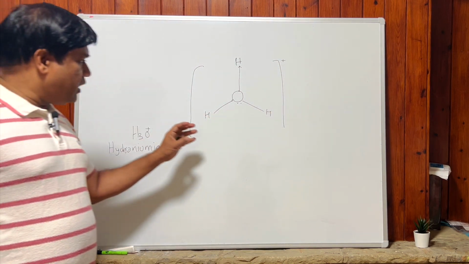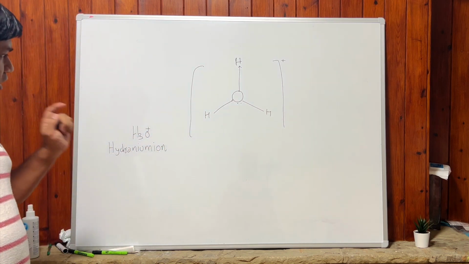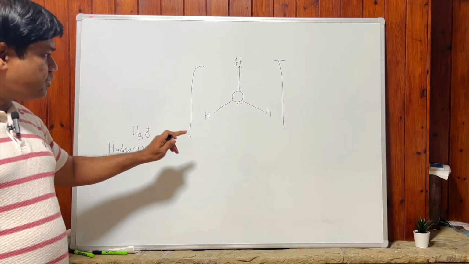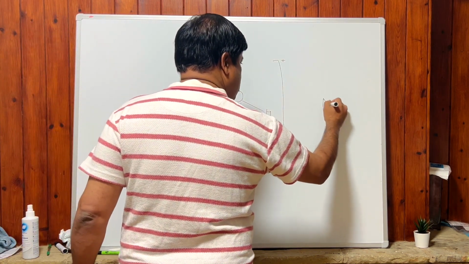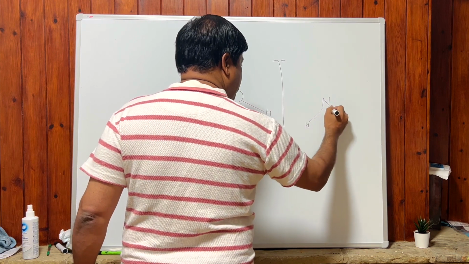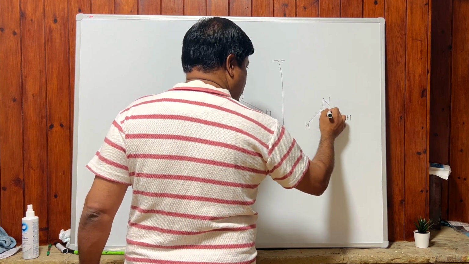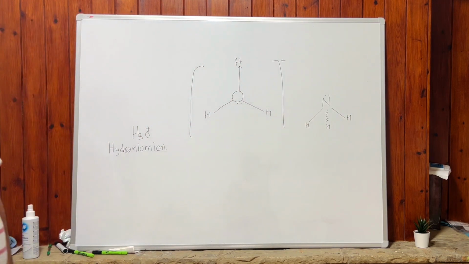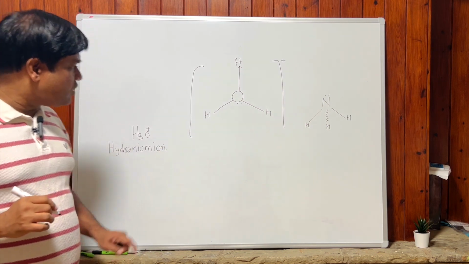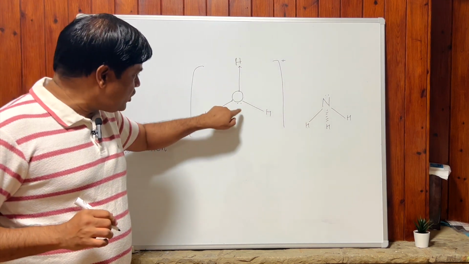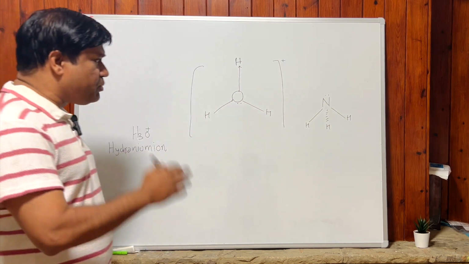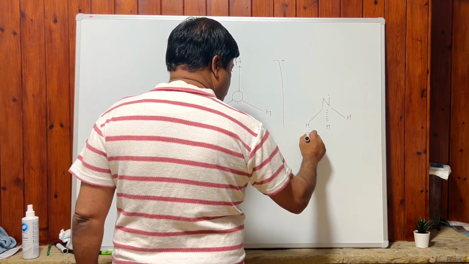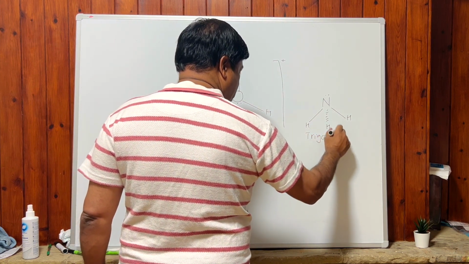Now, can you recall that the shape is similar to this compound, guys. Three bonded pairs of electrons and one lone pair. Nitrogen has three bonded pairs of electrons and one lone pair. Similar structure. What is the shape and bond angle of ammonia? We know that. Trigonal pyramidal.